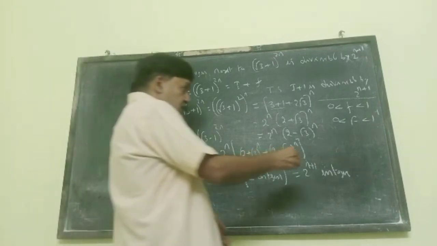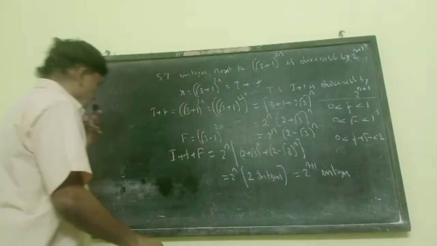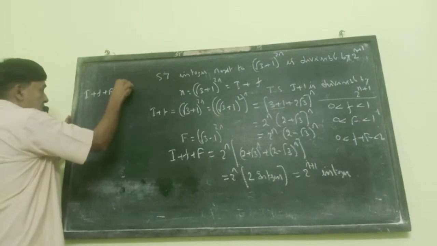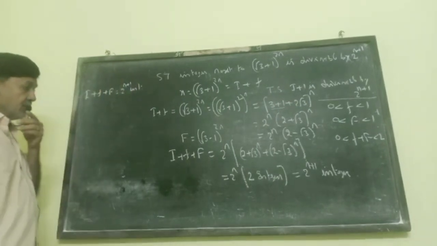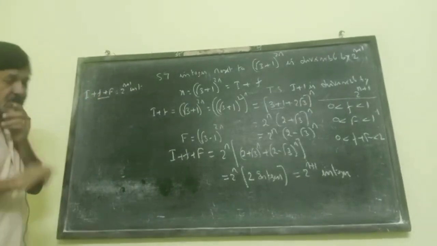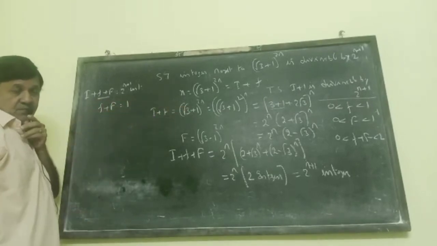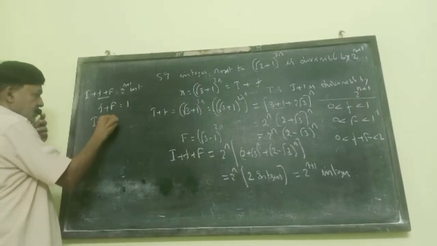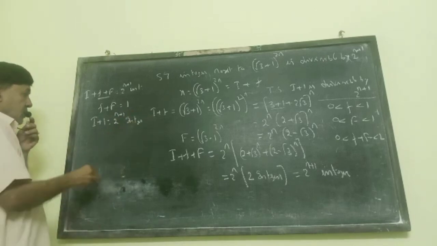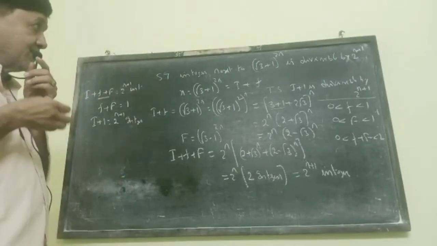Now, what is your f plus F? F plus f is once again 0 to 2. So, I plus f plus F is equal to 2 power n plus 1 into integer. So, I is already an integer. F plus f must be what? Integer. Therefore, f plus F must be equal to what? 1 because of that. So, I plus 1 is equal to 2 power n plus 1 into integer. Hence, I plus 1 is divisible by 2 to the power of n plus 1.